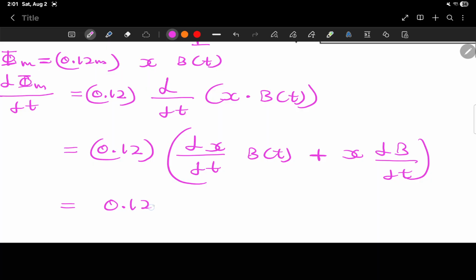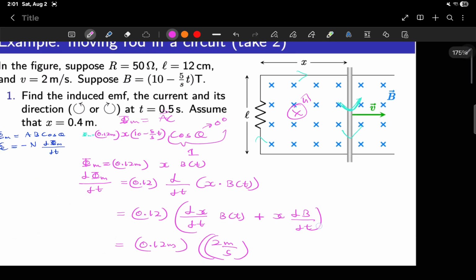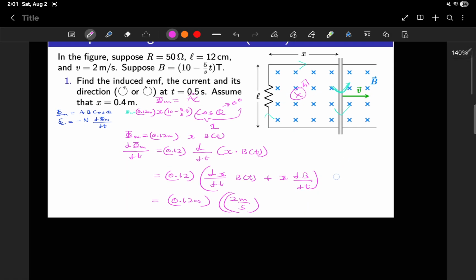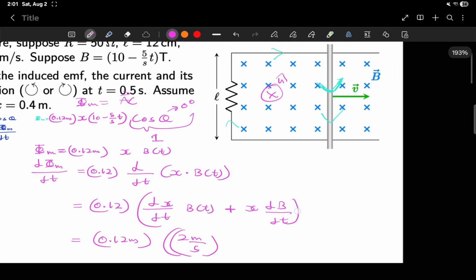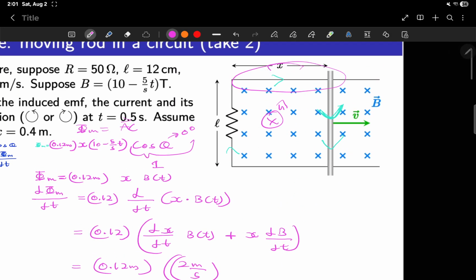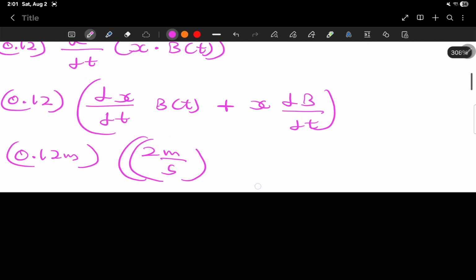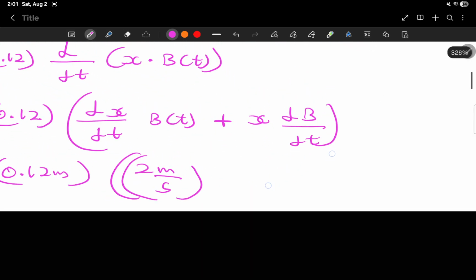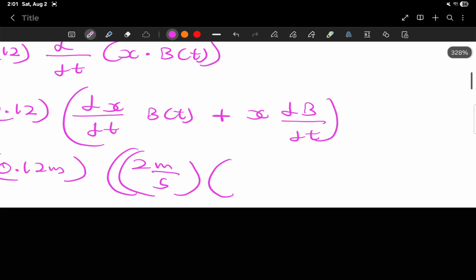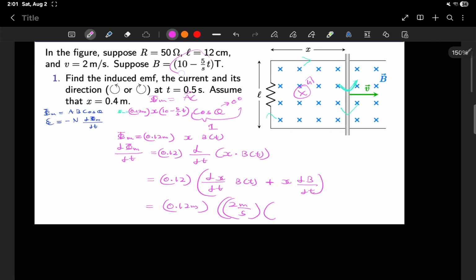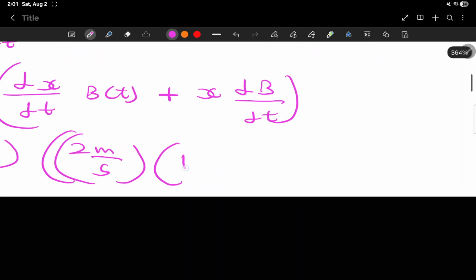So I do 0.12 meters, which is just a length, it's not changing, and that's 2 meters per second, the velocity. Basically what I'm trying to say is that the width is kind of like the position or the displacement, hence assuming that its derivative is the velocity, times B of t. Now in this case B of t is just this function, 10 minus 5 per second times time.